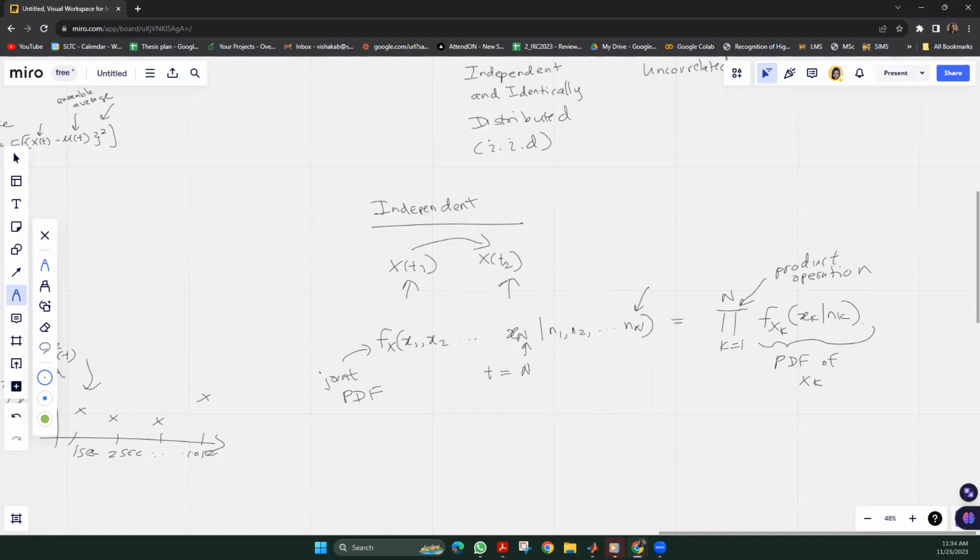So this is the definition of independency or independent random processes. If the process is an independent random process, then you can take the joint probability density function as the product of each of the individual probability density functions. Finding the joint distribution function is therefore easy if it is an independent random process.